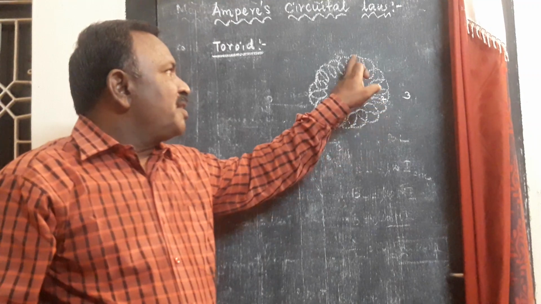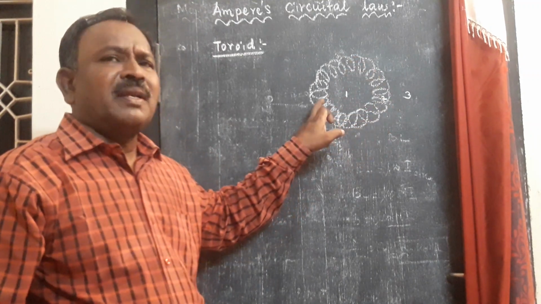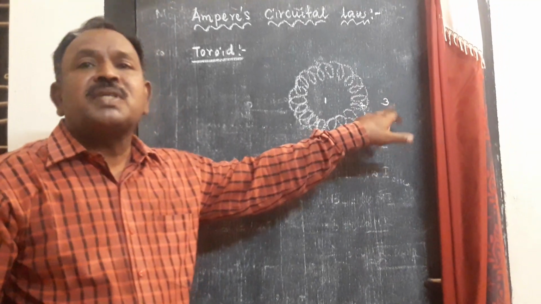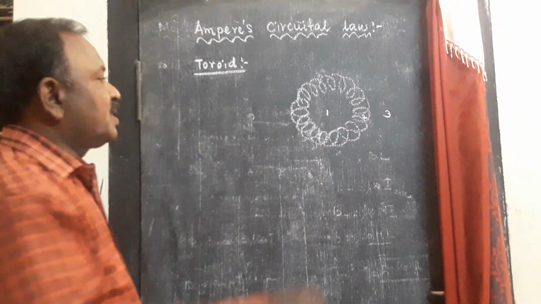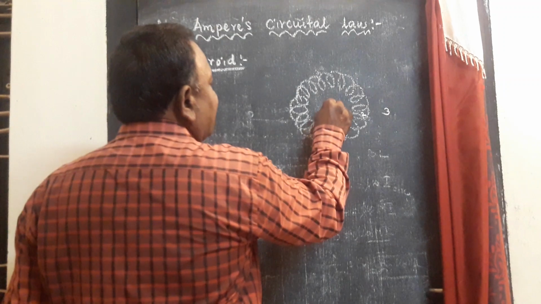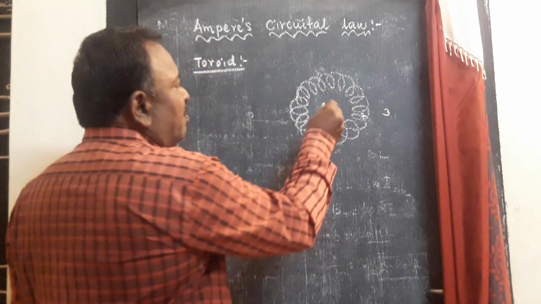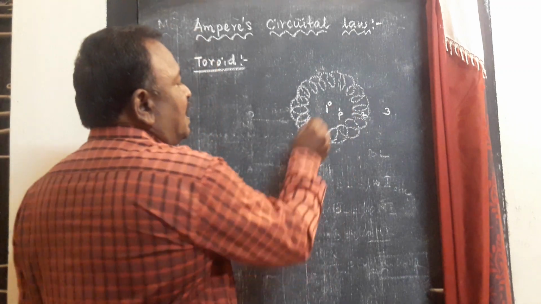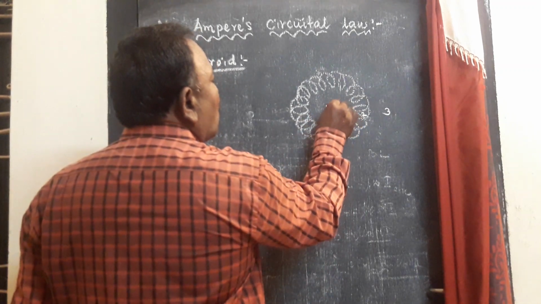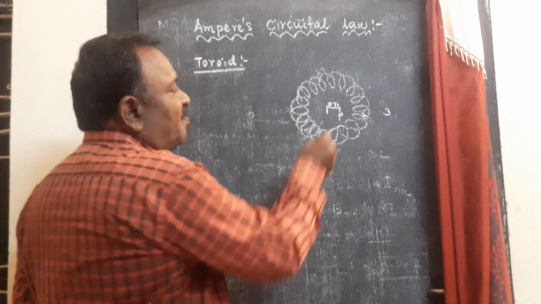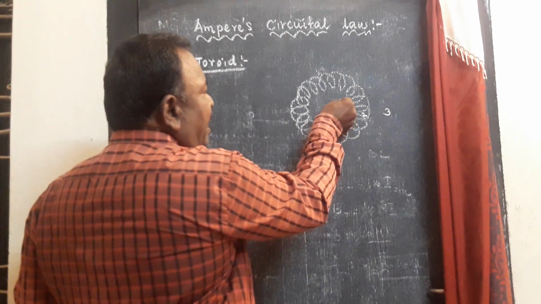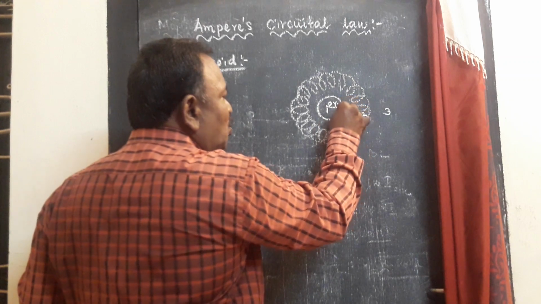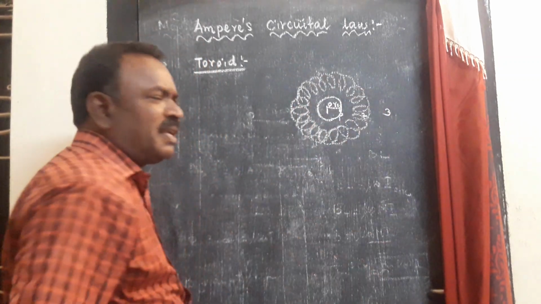Second, what is the magnetic field in the region of the toroid. Third, what is the magnetic field outside the toroid. Let O be the center. Now I am going to consider a point P here at a distance R1. With radius R1, I am going to consider an Amperian loop. So the Amperian loop is like this.